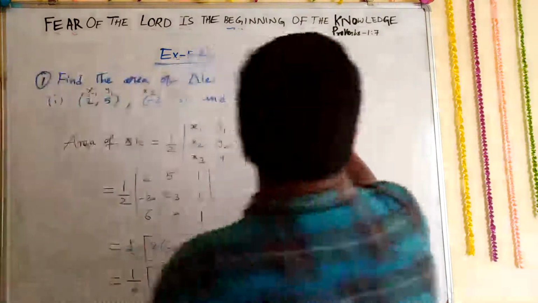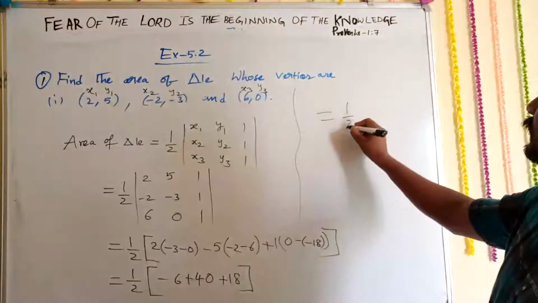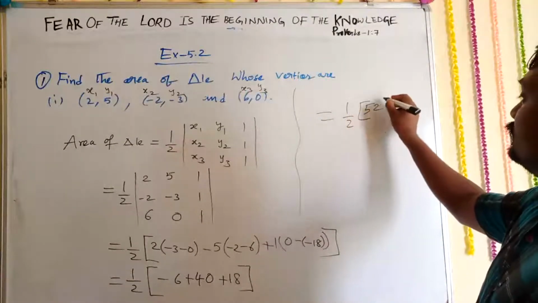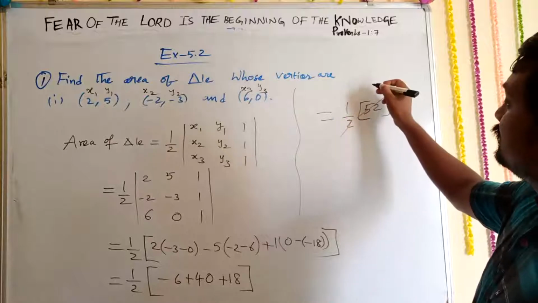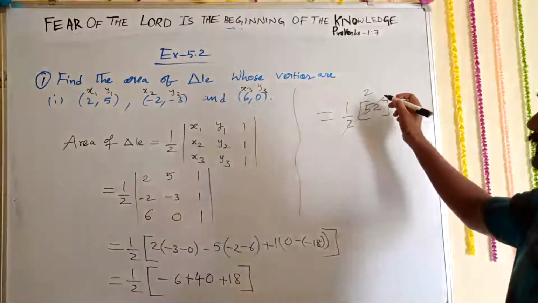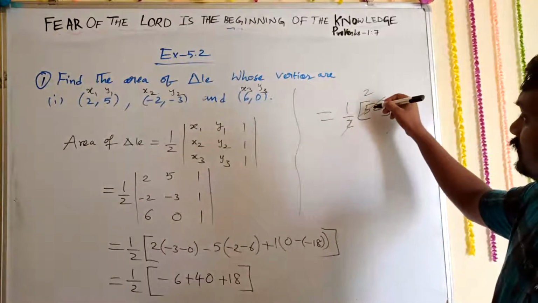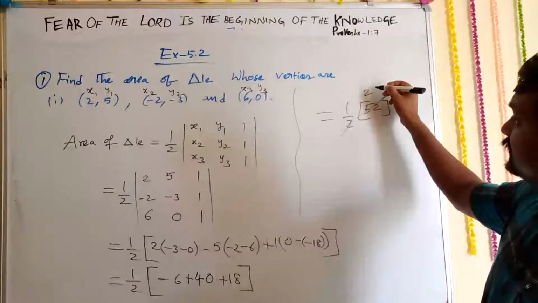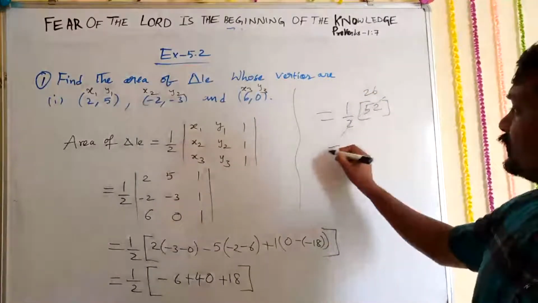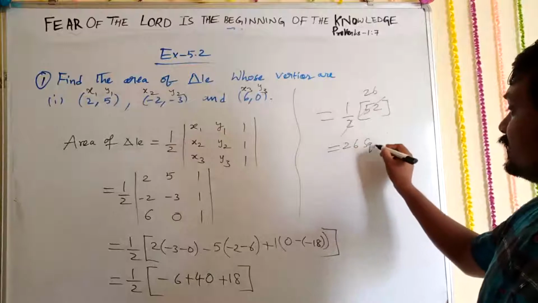So now at last you can write half 52, then 2 ones are 2, 2 twos are 4, and then 2 sixes are 12. So now 26 square units.